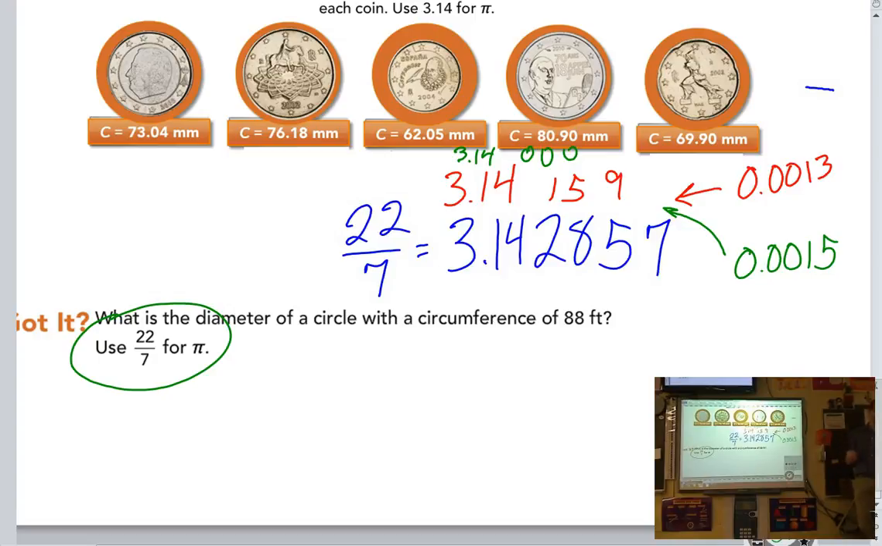You don't have to write this down. We're just kind of discussing. So this is only 15 thousandths. So the fraction is closer, is what I'm trying to get across. The fraction approximation is better, but I'm not saying you have to use that. On my tests, use whichever you prefer. You can use 3.14. You can use actual pi.